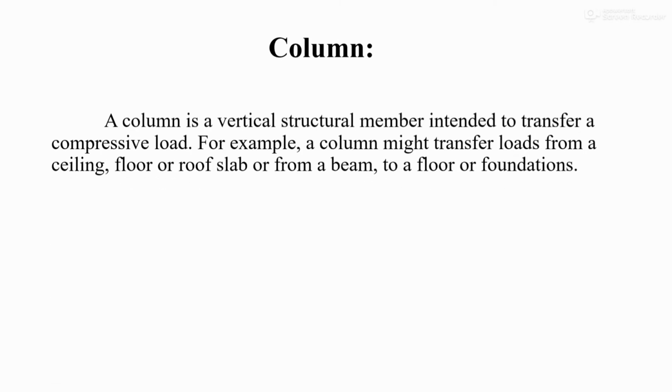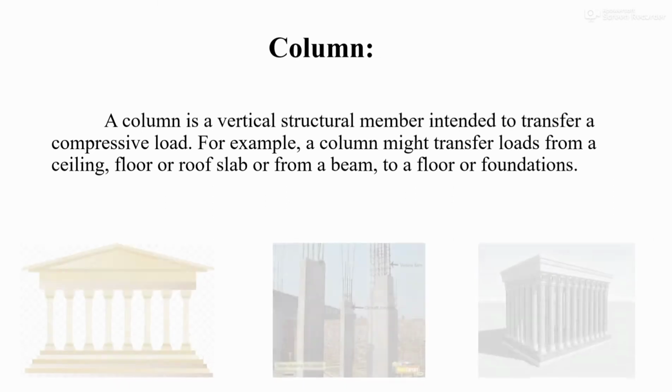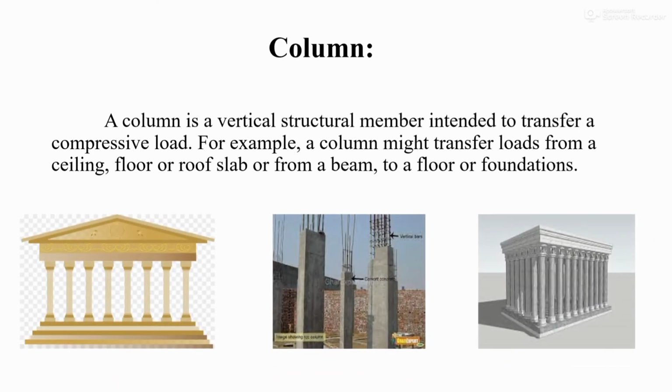So moving to the next component, column. Column is a vertical structural member intended to transfer a compressive load. For example, a column might transfer loads from a ceiling, beams to the foundation. So it takes loads from the beams and slabs and it will transfer those loads to the foundation. So the column is a compression member.